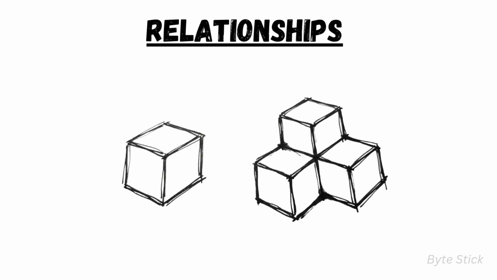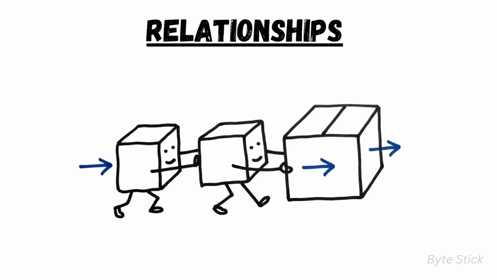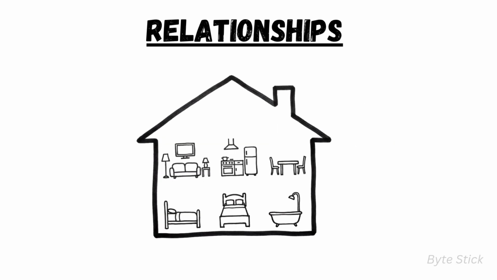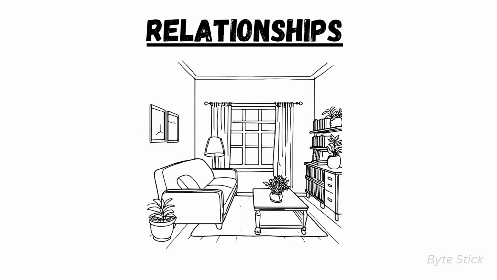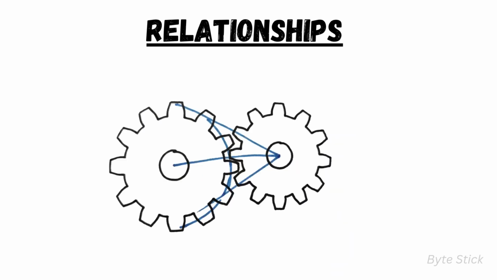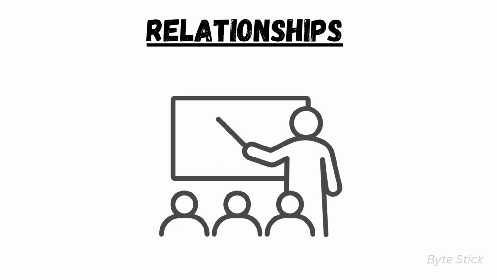Relationships. Relationships describe how different classes and objects connect and interact within a program. Not every object exists independently. Many rely on other objects to perform meaningful tasks. Some relationships represent ownership, where one object completely contains another, such as a house containing rooms. Others represent association, where two objects cooperate without depending entirely on each other, like a teacher interacting with students.